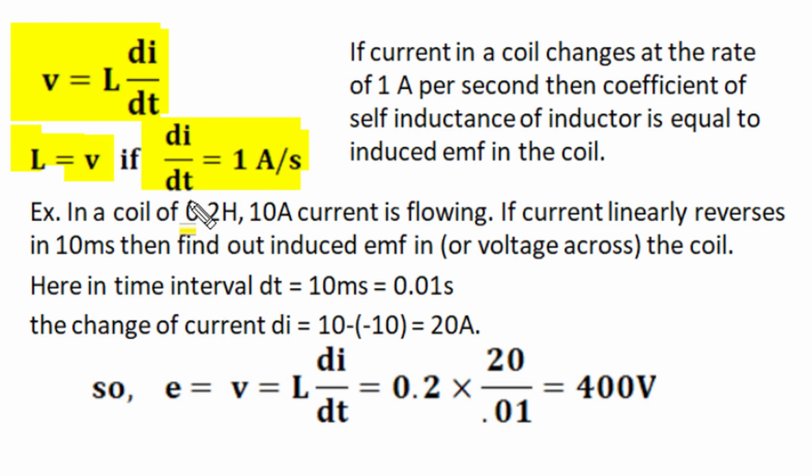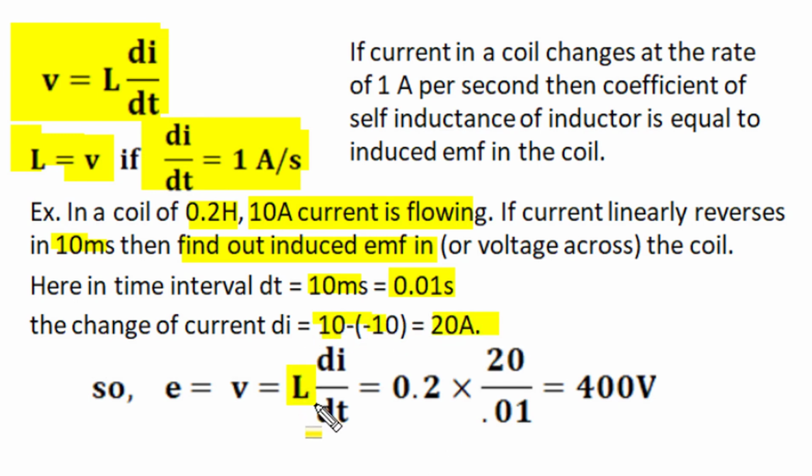We have given a coil of 0.2 Henry. So this 0.2 Henry is the value of self-inductance, and 10 ampere current is flowing in it. And if current reverses in a linear manner in 10 millisecond, that means from one direction 10 ampere current, it becomes 10 ampere current in the opposite direction in 10 millisecond, we have to find out the induced EMF or voltage which is applied across it to make that current change in the coil. So here the duration for current change is 10 millisecond, that is in second 0.01 second, and the amount of current change di is from 10 to negative 10, so this change is 20 ampere.